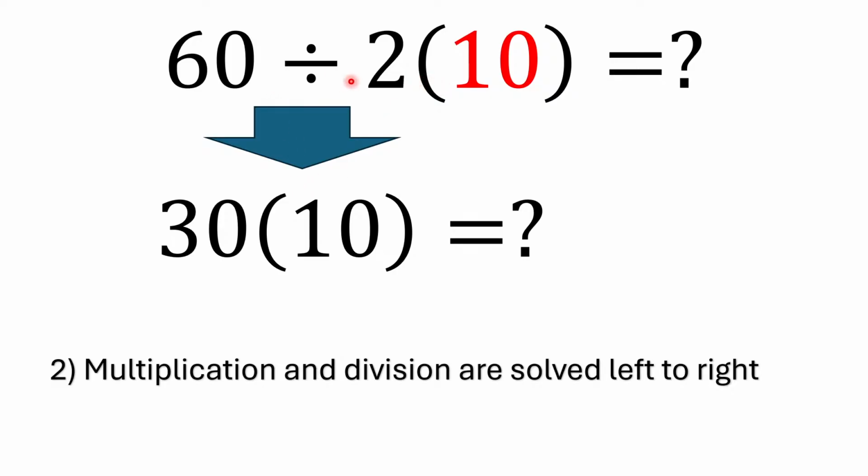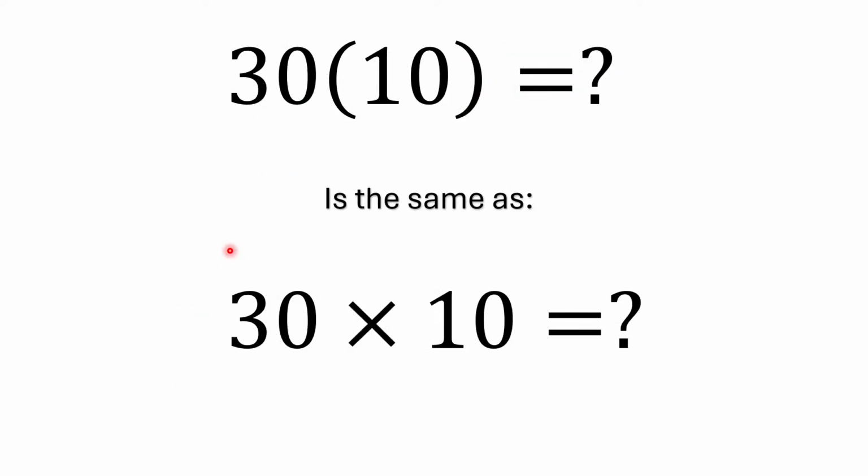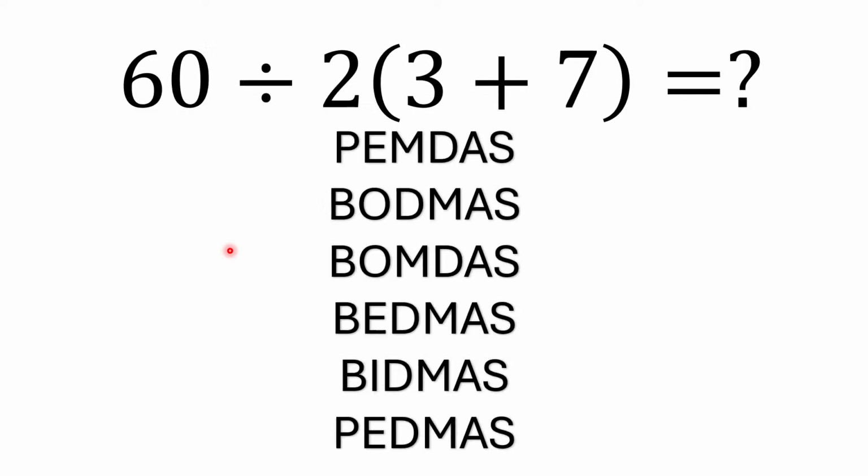Now we're gonna get into this a little bit more because there is some controversy here. But 60 divided by 2 is 30, and what's 30 times 10? Again, this is implicit multiplication. So it's 30 times 10, right? 30 times 10 is 300. So following PEMDAS and BODMAS, or BOMDAS, BEDMAS, BIDMAS, PEDMAS, the answer would be 300.